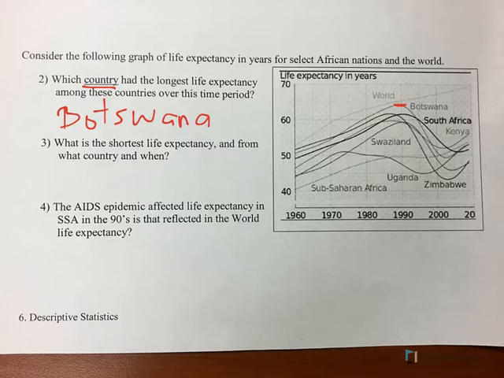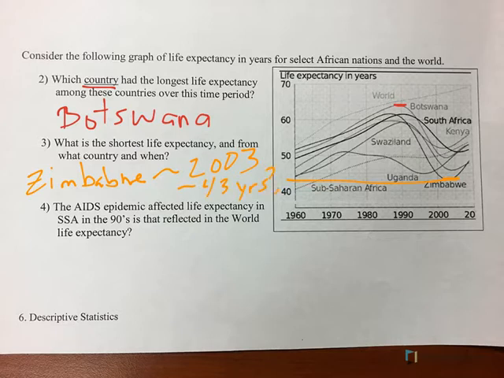And now part 3, what's the shortest life expectancy? So again, this line here is Sub-Saharan Africa as a total, but we're not looking for that line, we're looking for a country. So this is the lowest part, and that is Zimbabwe. That looks to be about maybe 2003. And the life expectancy is roughly maybe 43 years. So if you were born in Zimbabwe in 2003, you could expect to live roughly 43 years.